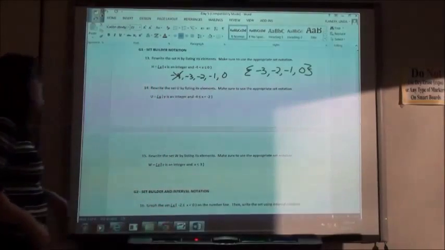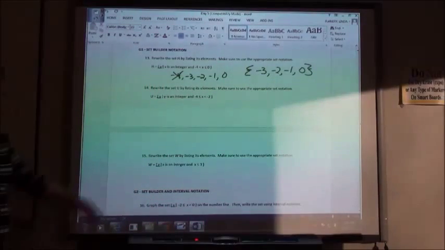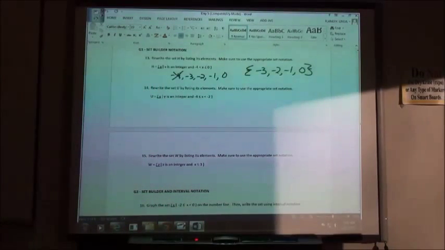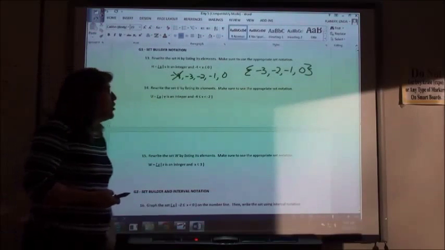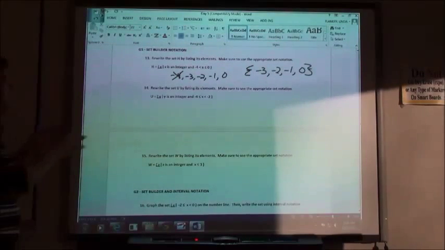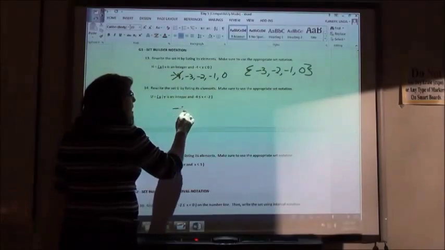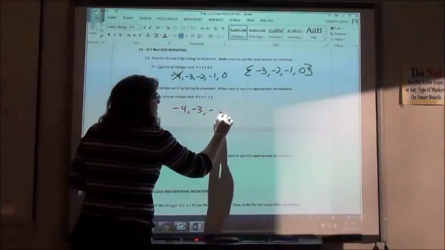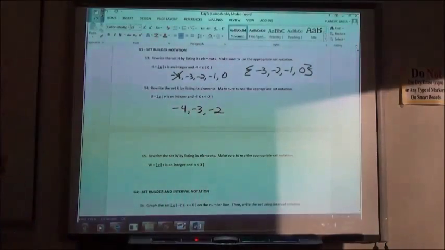So on number 14, we're going to rewrite the set U. Here's our set U, using the appropriate set notation: y such that y is an integer, a nice whole number, and -4 is less than or equal to x, which is less than -2. So again, since the x is between my two numbers, I'm just going to list all my possibilities: -4, -3, -2.